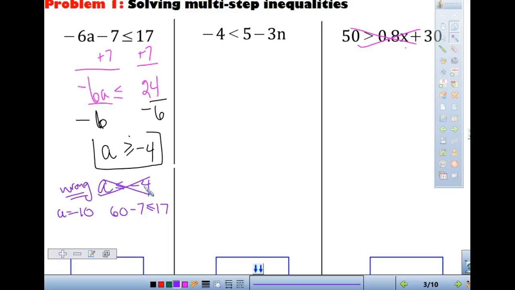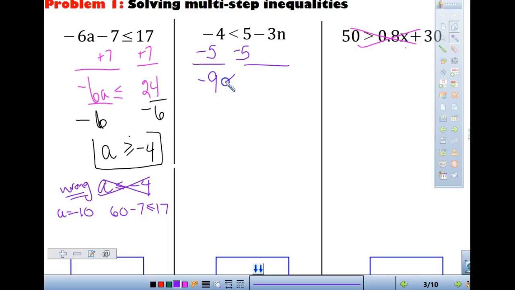And if I go back up here and plug in an a of 0, is negative 7 less than or equal to 17? Yes. Because of that quick check, I'm able to see that right away. So, second equation. Logan, you ready to start us? Subtract 5. Could you have rewritten this equation so that you have the variable first right away? You could have. And we're going to keep going.